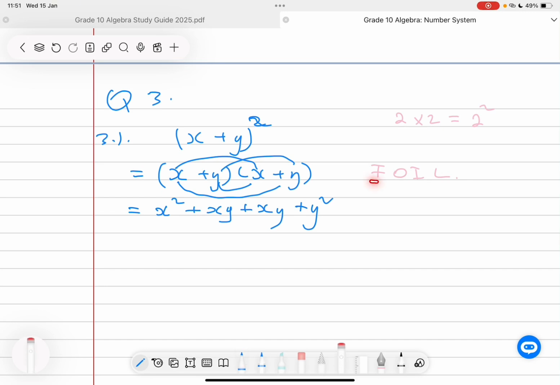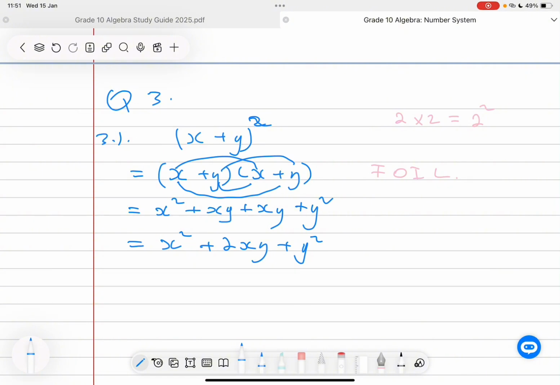So all that spells FOIL. First term, outer term, inner term, and the last term. Now at this stage, we have the like terms here in the middle, which will give me x squared. And then here I'll have 2 of this. I have 2xy. So here is going to be 2xy. Then we have the y squared as it is.